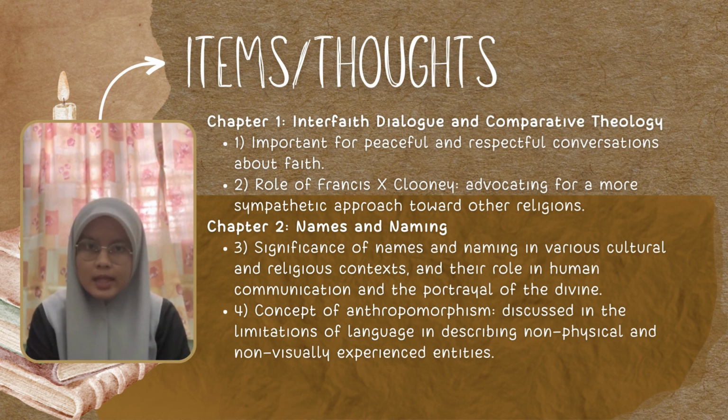For Chapter 2, Names and Naming. From this chapter, two key ideas that can be gained are: first, the significance of names and naming in various cultural and religious contexts, and their role in human communication and the portrayal of the divine. This includes the anthropological and philosophical perspectives on names, the limitations of language in expressing the divine, and the complexities of using language to describe the divine in religious texts.